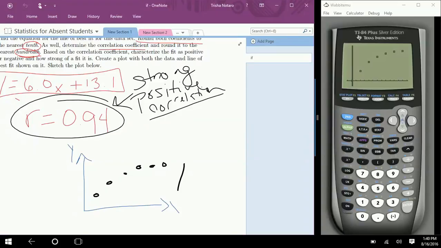But if I was to draw a line of best fit right through, it is going up. Now, that's obviously not the exact line of best fit. That is just me drawing a line. But it is going up from left to right. It is positive. It is increasing. So, yeah, strong positive correlation.